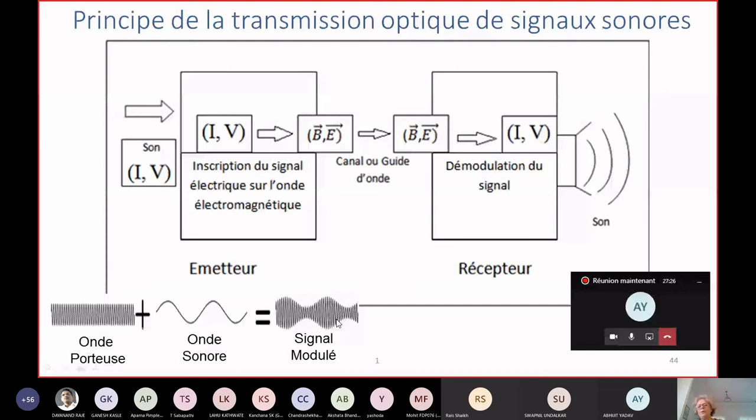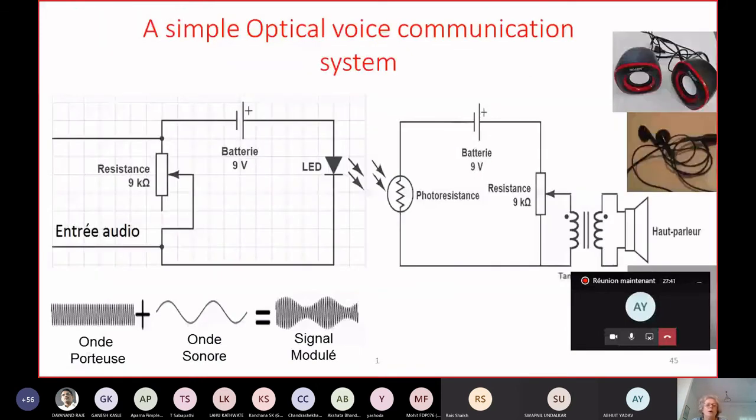So the next step of the activity will be for the students to make this circuit and try to see what happens. The main difference between this circuit and the optical telegraph is that in this part we have to take an audio signal coming from a phone or from a computer, print it on light, the LED, and send it to the receiver.